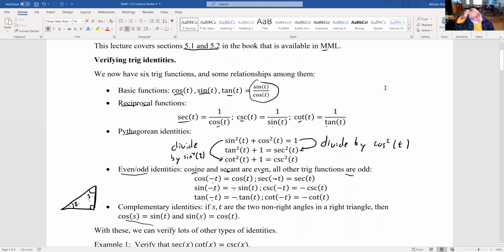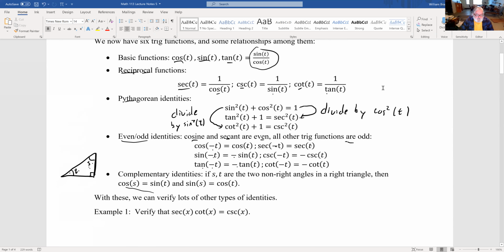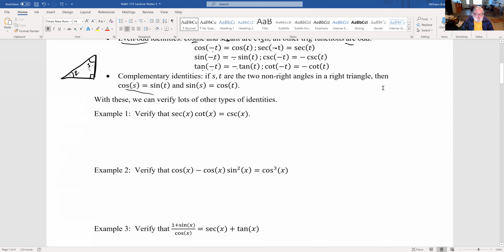So the point about trig identities, in verifying trig identities, is that these are the basic things that we need to know about sines and cosines. How do you learn to master these things? How do you remember them? Well, use them, right? You learn about things by using them. So with these properties, we can verify lots of other types of identities.